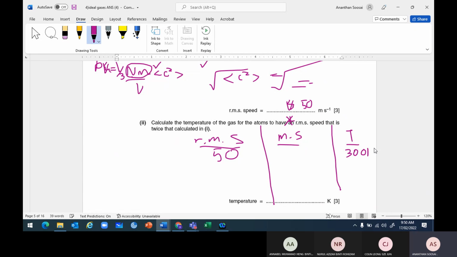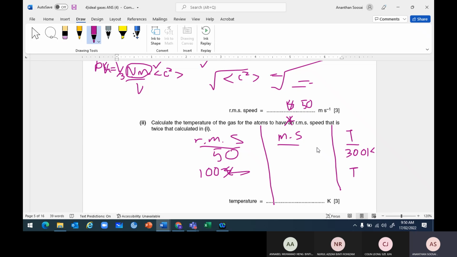Okay, now what do you want? Find the temperature, the T. And the RMS speed is how much? The RMS speed is twice, so 100, right? This is the story. Find this temperature when the RMS speed is twice the earlier one. 50, 300 Kelvin. 100, how many Kelvin? That's the question.